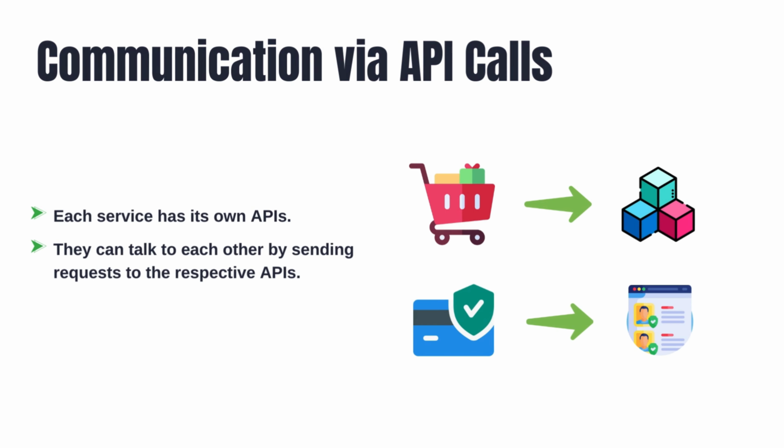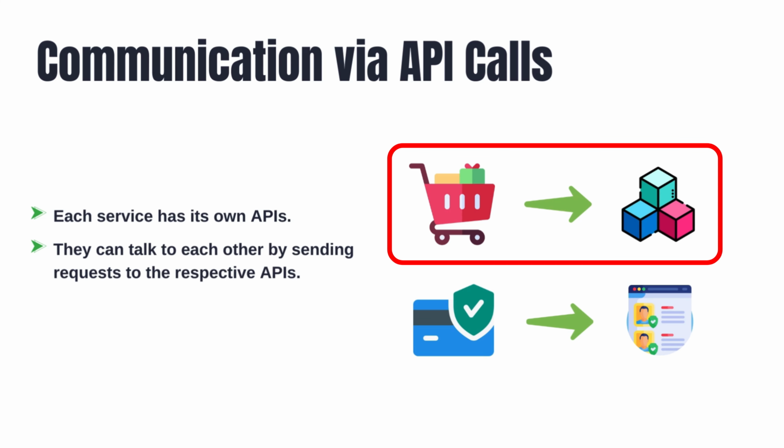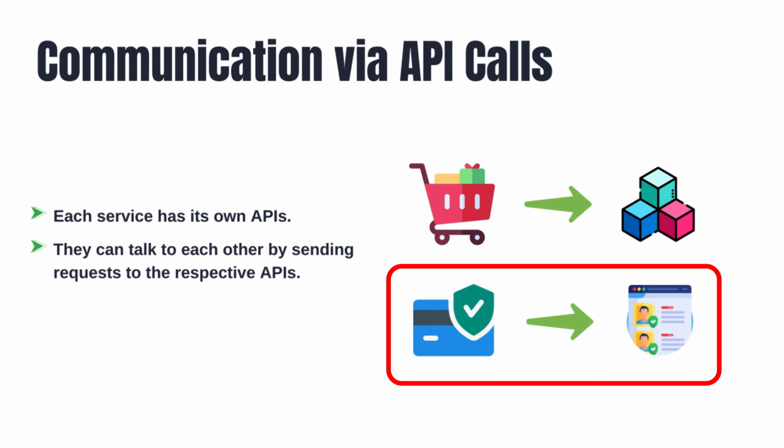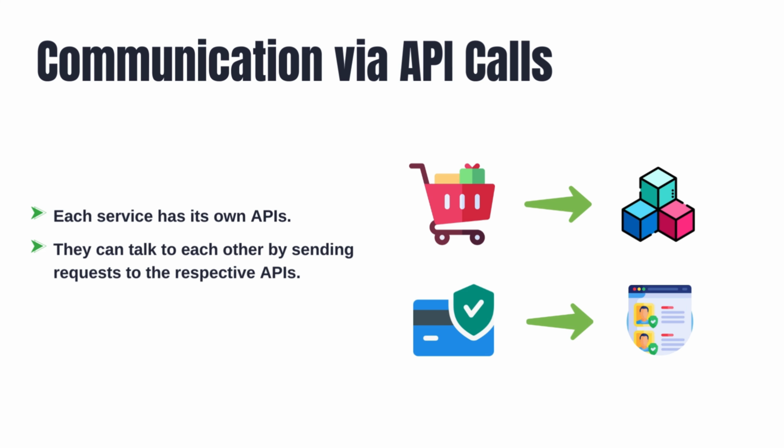So, how do microservices communicate? There are two ways. The first way is using API calls. Each microservice has its own APIs, which means microservices can talk to each other by sending requests to the respective APIs. For example, the shopping cart can communicate directly with the inventory microservice to see if an item is available or not. Or the payment microservice can communicate with the customer microservice to retrieve information, let's say the phone number or the email of the customer.